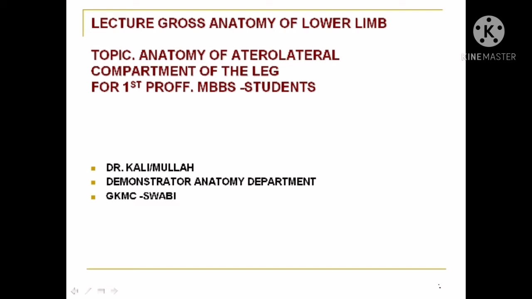The topic is anatomy of the leg, the anterolateral compartment of the leg, and it is for first professional MBBS students. I am Dr. Kalimullah, Demonstrator, Anatomy Department, GKMC Swabi.